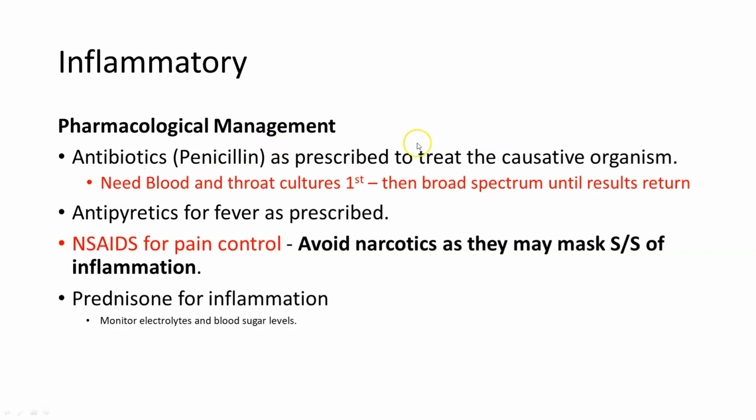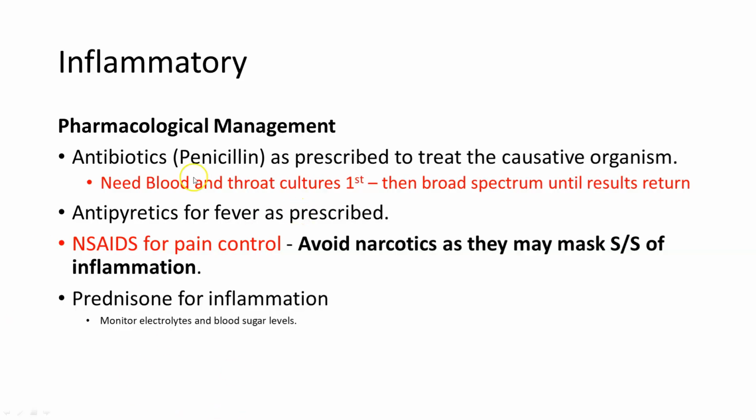We've talked about penicillin. Again, it's a broad spectrum antibiotic, but you still need that blood and throat culture. Antipyretics for fever. So again, we're talking about acetaminophen. We can use NSAIDs for pain control. I know what you're all thinking. Oh my gosh, I want something better than an NSAID, but it doesn't have to be a PO NSAID. Toradol is an NSAID. So we can do other things that are going to help with that inflammatory disease process that don't revolve around morphine, fentanyl, or Dilaudid.